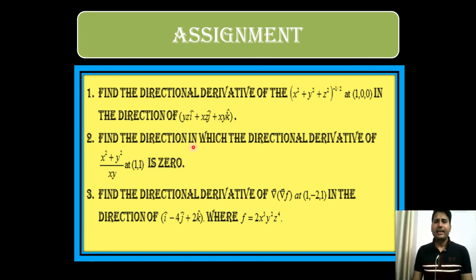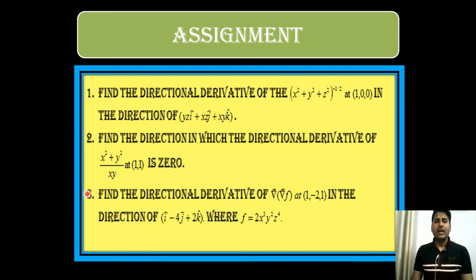Another, find the direction in which the directional derivative of this function at 1 comma 1 is 0. Most important question, this one. Here they are not asking for the directional derivative. What they are asking, we need to find the direction in which this function has directional derivative 0 at the point 1 comma 1. So first of all you need to find del phi, that is, this is the given phi, and we need to find d. So del phi, put the point and then analyze del phi, that to whom should it multiply so that it will become 0.